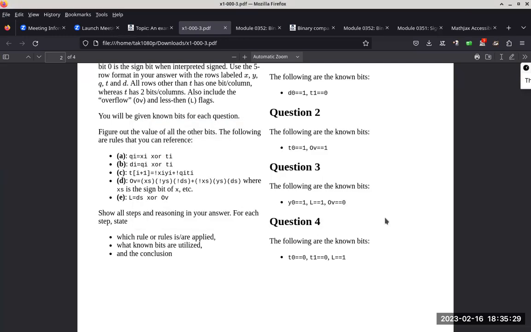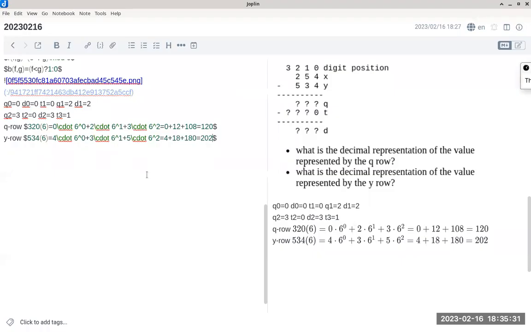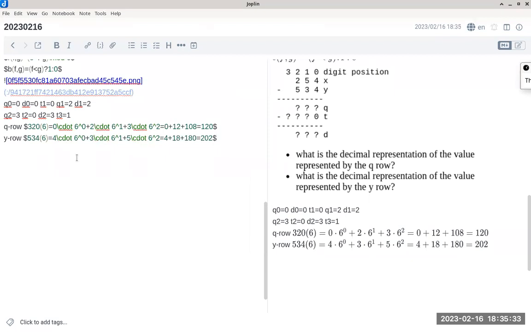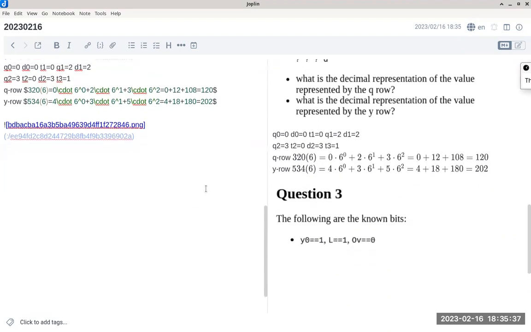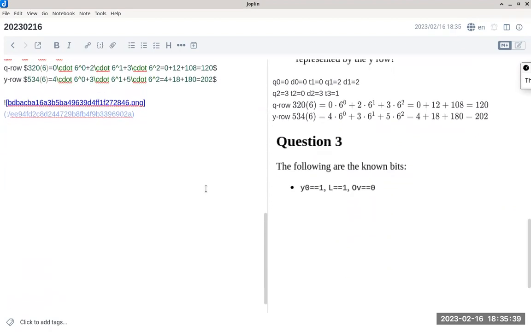And then switch to Joplin. There we go. All right. So I lied, because I can actually work out the columns. So let me see if I can do this.